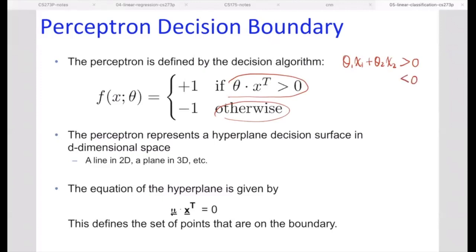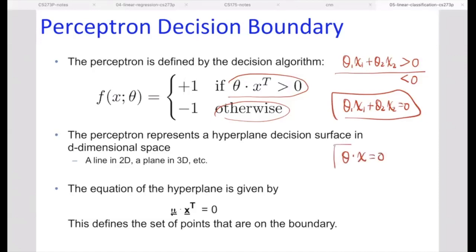So we know that this type of decision boundary will be exactly at the point where theta 1 x1 plus theta 2 x2 is exactly equal to 0. So this will be the decision boundary. And away from the decision boundary, you draw labels to be either positive or negative. In general, in high dimension, the decision boundary will be the dot product between these two vectors. That will be in the high dimensional space. And this type of decision boundary in general is called a hyperplane.